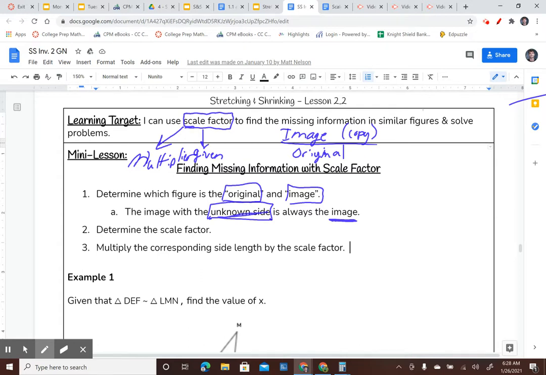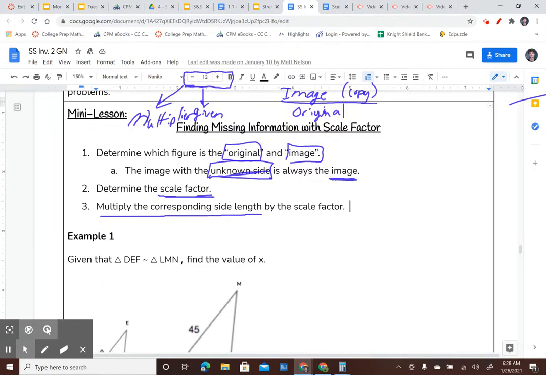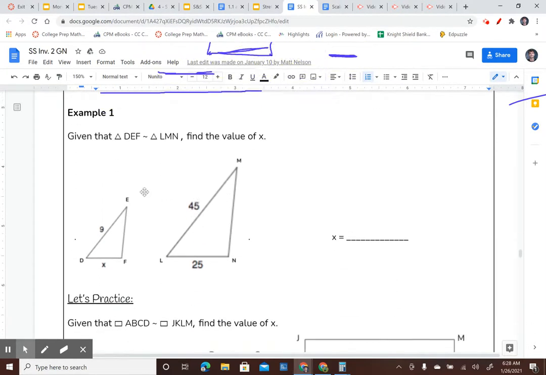Determine the scale factor and then multiply the corresponding side length by the scale factor. So first we need to determine the scale factor and then multiply the corresponding side length by the scale factor. So I guess the scale factor isn't always going to be given. I apologize for that. All right, so let's go ahead and start here.